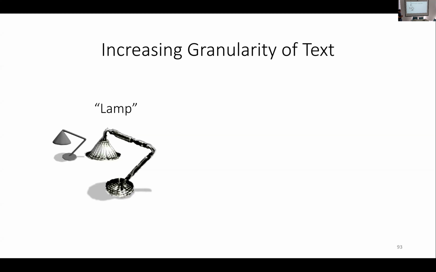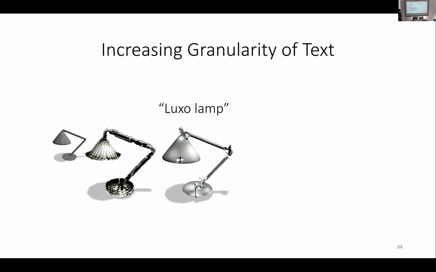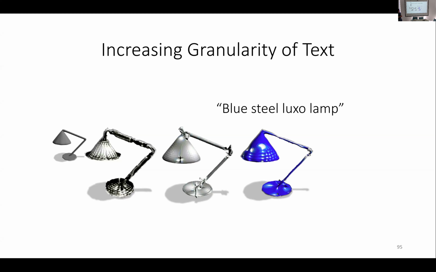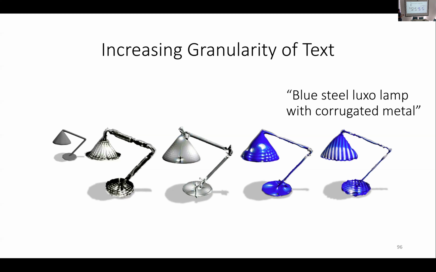We also wanted to see if we can increase the granularity of text, and that could be represented by the style that we get. So we may start with something like a lamp, and then add more details, such as a luxo lamp, a blue steel luxo lamp, or a blue steel luxo lamp with corrugated metal, and we can really capture all those details in our stylization.